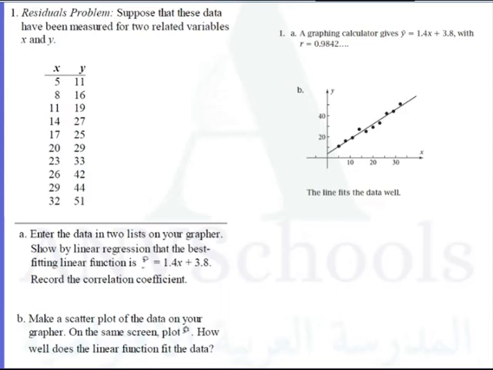Now we go to the exercises on residuals. So residual problem number 1. Suppose that this data have been measured for two related variables x and y. So these are our x's and these are our y's. Okay? So when x is equal to 5, your y is 11; x 8, y 16; 11, 19; 14, 27; 17, 25; 20, 29; 23, 33; 26, 42; 29, 44; 32, 51.